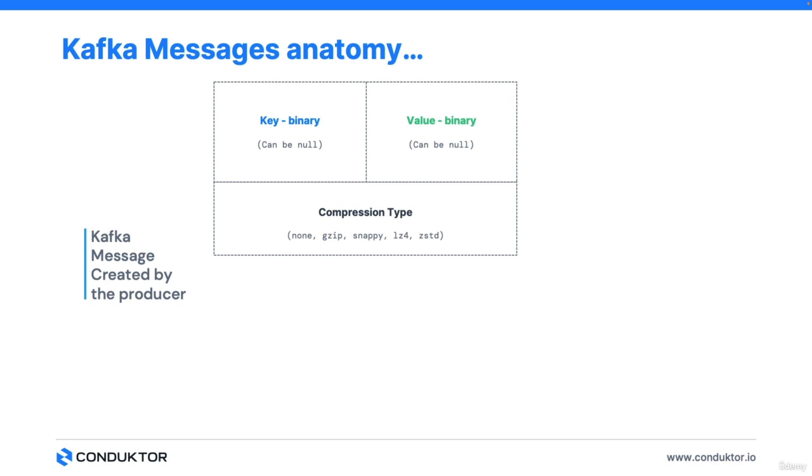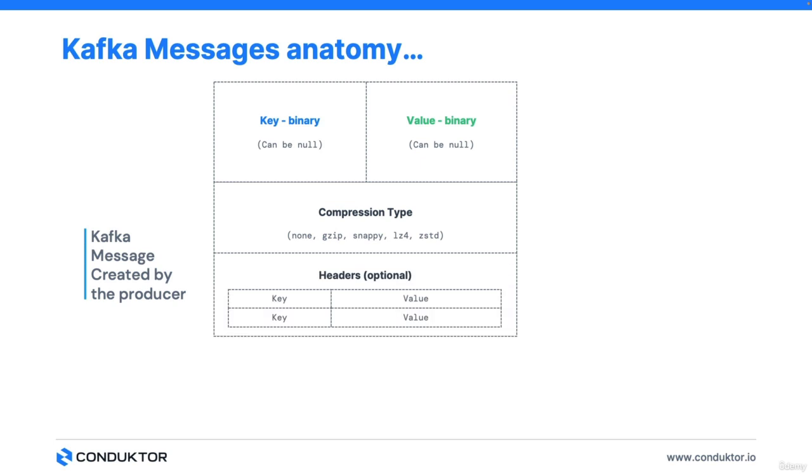Then we can add compression onto our messages. So do we want them to be smaller? If so, we can specify a compression mechanism, for example, gzip, snappy, LZ4, or ZSTD. Then we can also add headers to our message, which are an optional list of key value pairs.